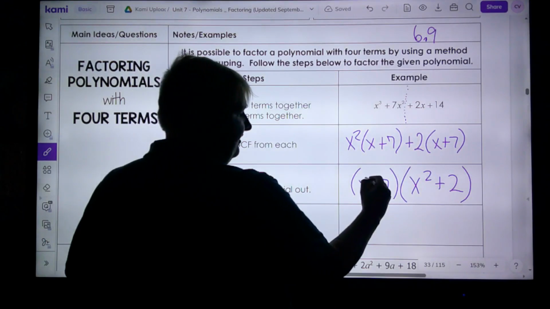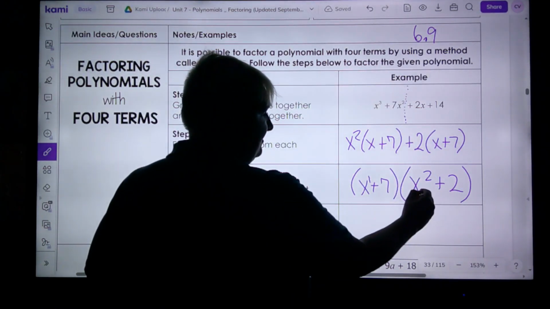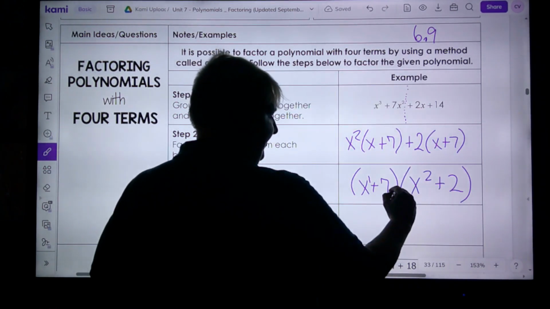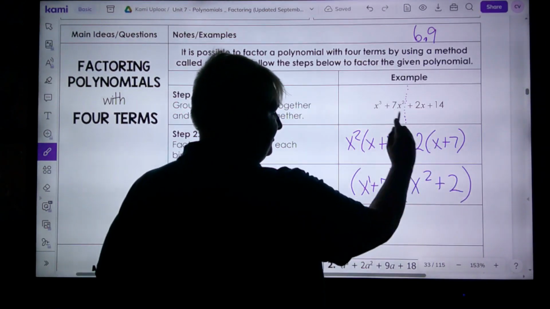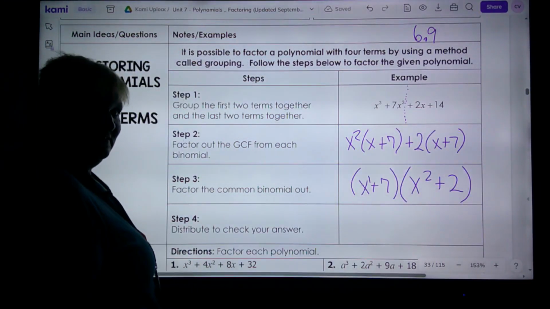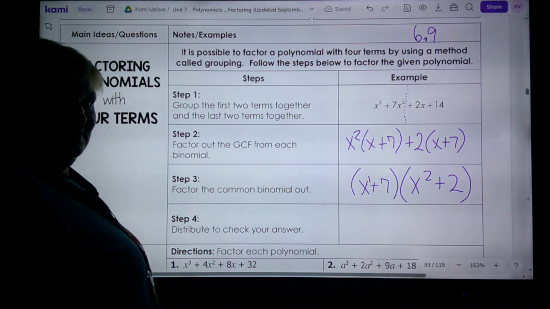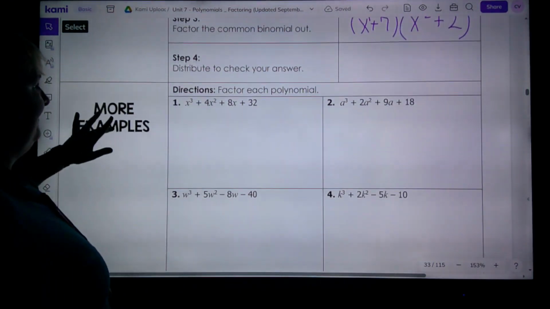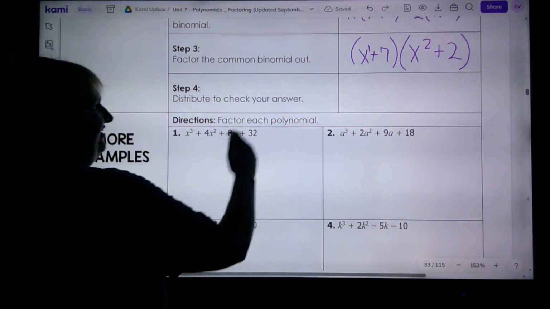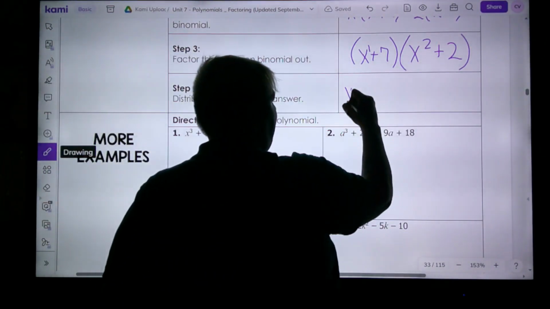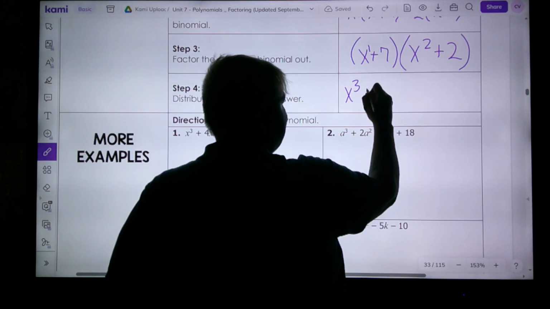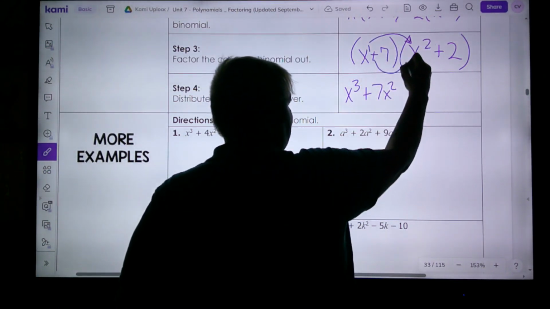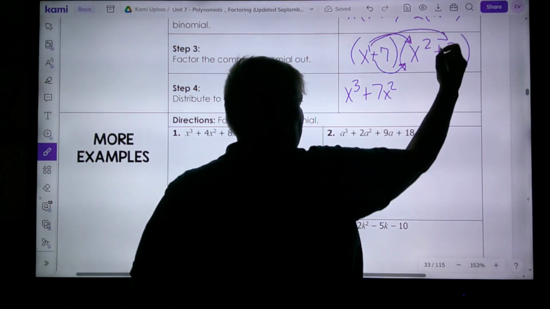Look, x cubed plus 2x plus 7x squared plus 14. Alright, let's go ahead and distribute it so you can see it. So x cubed plus 7x squared, right? This times this, this times this, this times this.